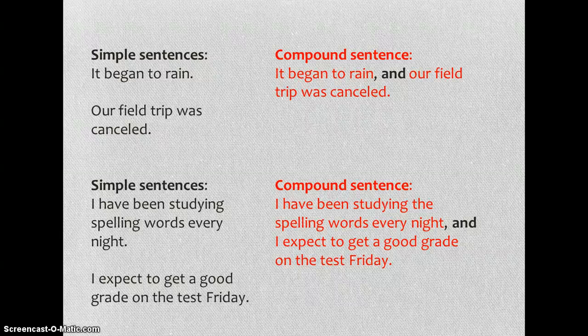The next example. I have been studying spelling words every night. I expect to get a good grade on the test Friday. Again, you're taking the two simple sentences, you're putting them together to make a compound sentence. You're adding a comma after the first sentence, and you're joining the two sentences with the conjunction and. I have been studying the spelling words every night, comma, and I expect to get a good grade on the test Friday. So those are compound sentences.